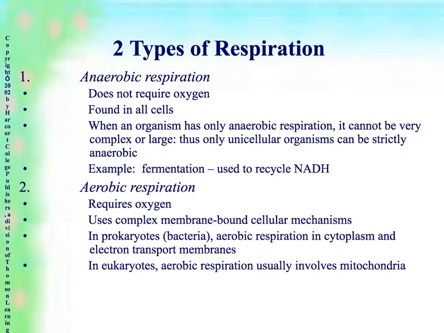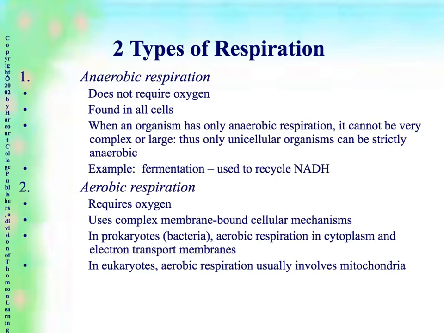When an organism has only anaerobic respiration, which means it cannot do aerobic, it cannot be very complex. It cannot be a very large organism. Thus, only unicellular organisms can be strictly anaerobic. An example of anaerobic respiration, which will be covered in the second video, is fermentation, and that's used to recycle NADH, which is a coenzyme we will need in cellular respiration.